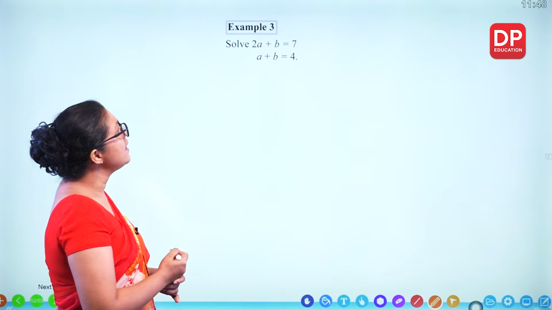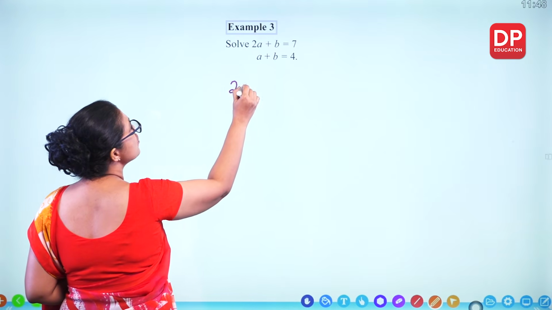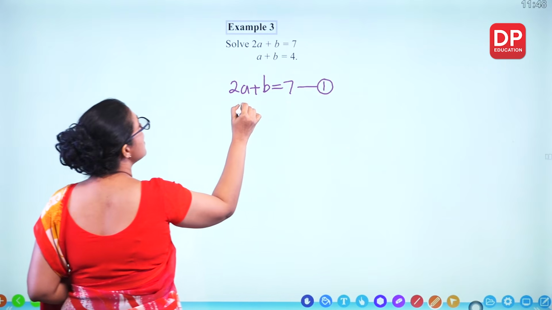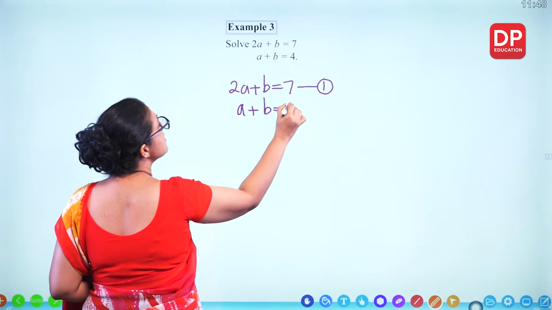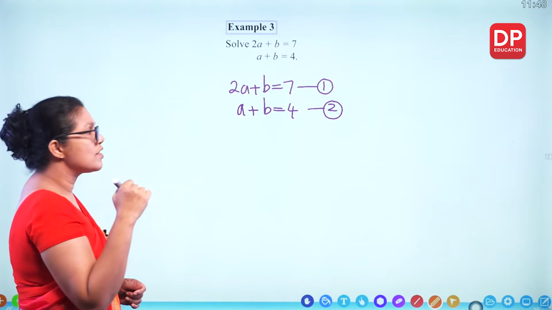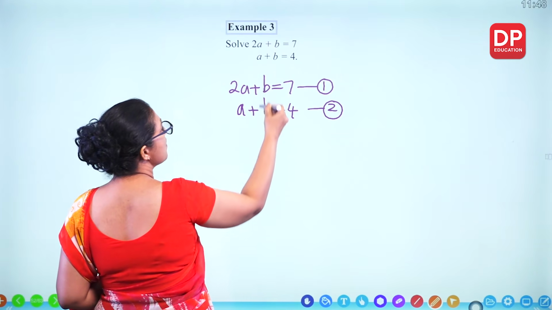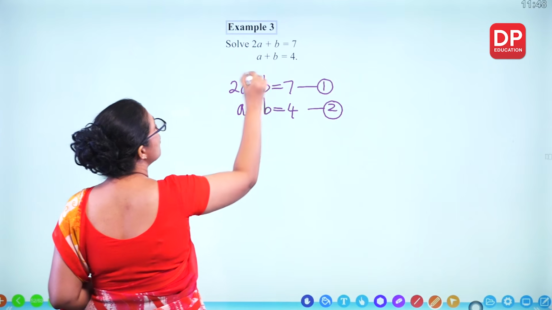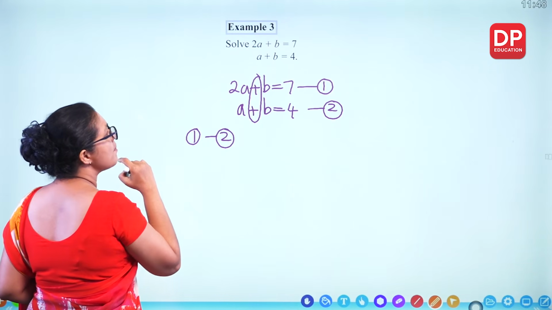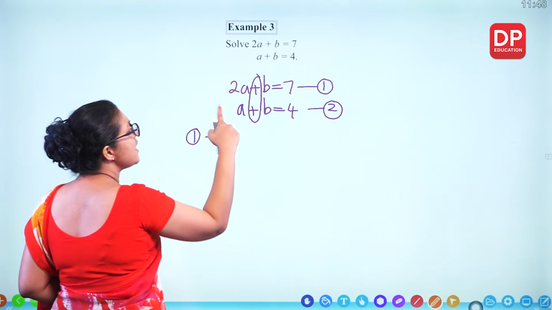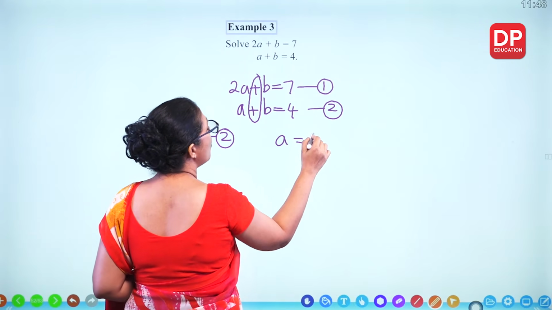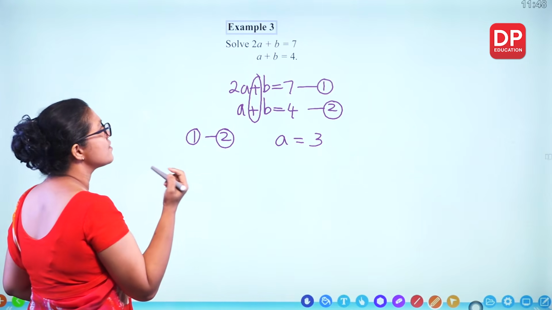Example number 3. What are the two equations? 2a plus b equals 7. That's the first equation. A plus b equals 4 is the second equation. Now, which coefficients are equal? This one, plus 1. So here, both are the same, so you can subtract the two equations. 1 minus 2. So 2a minus a, you get a. 7 minus 4, 3. So a equals 3 straight away.